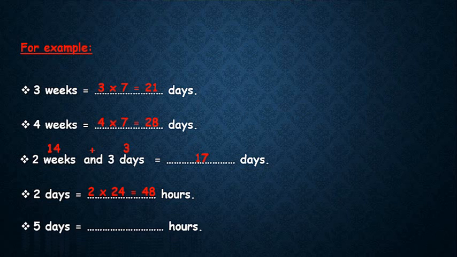5 days equals dots hours. We already know that 1 day equals 24 hours. So we are going to make 5 times 24, sorry. It will be 120 hours.